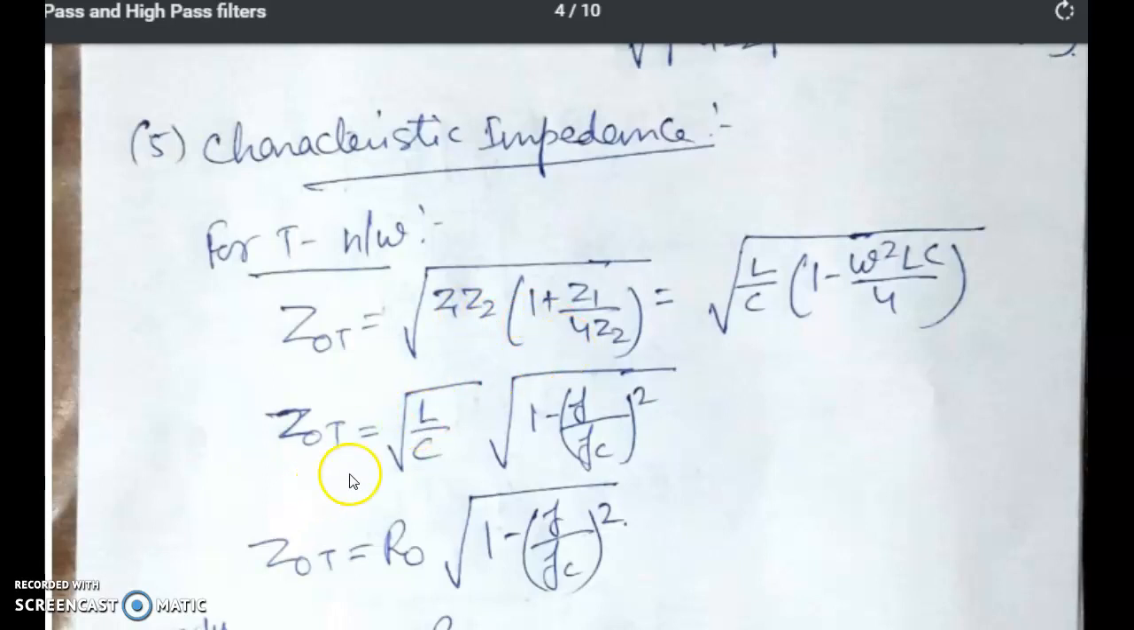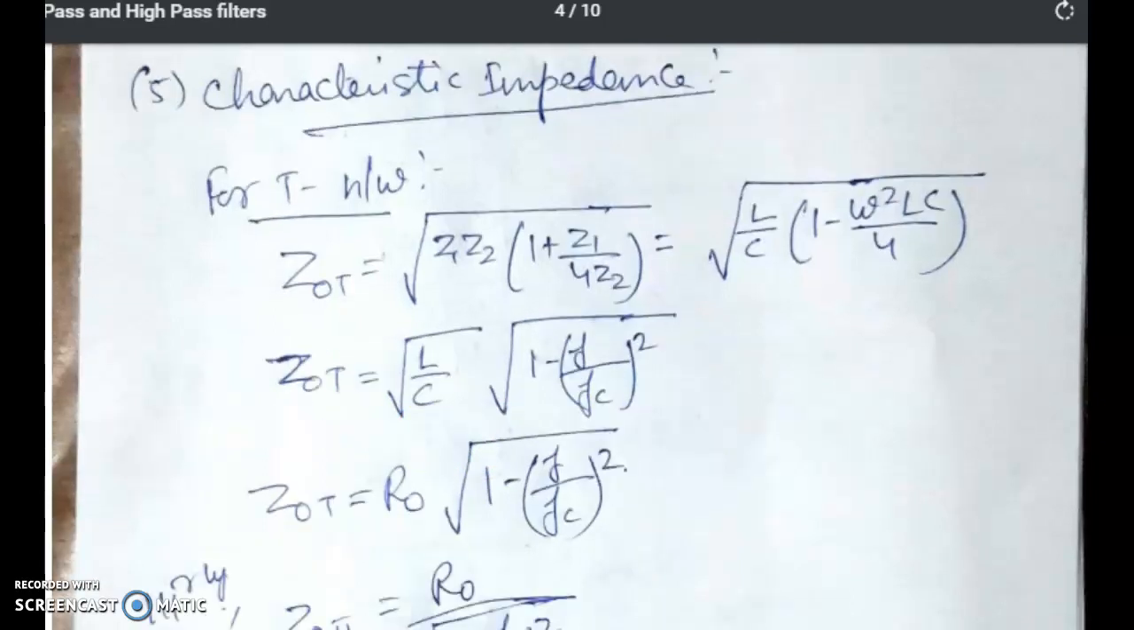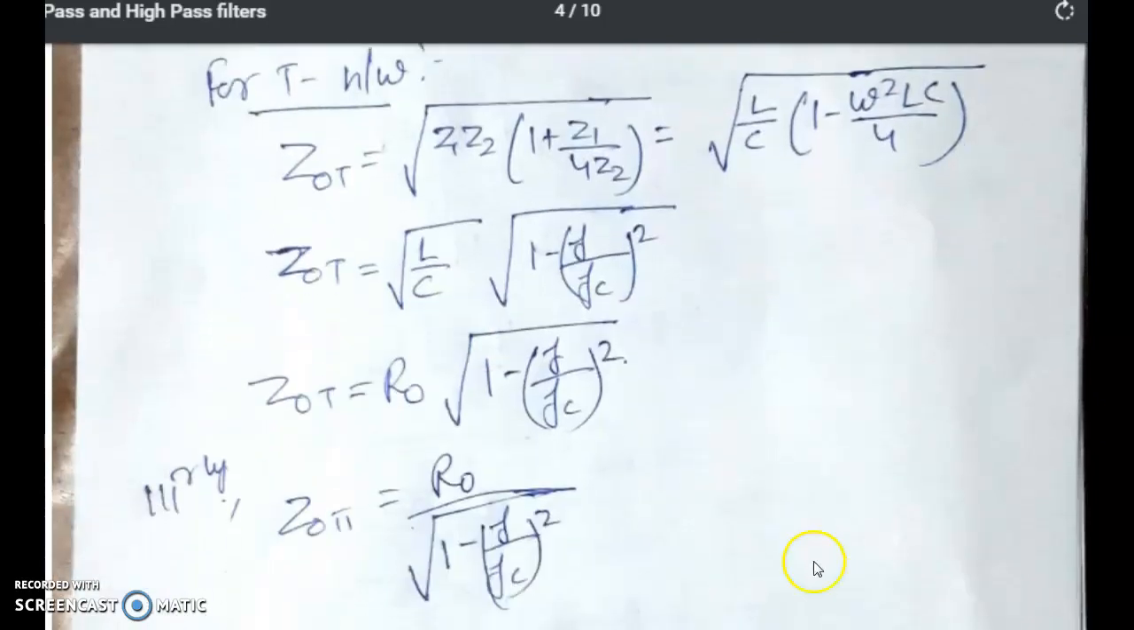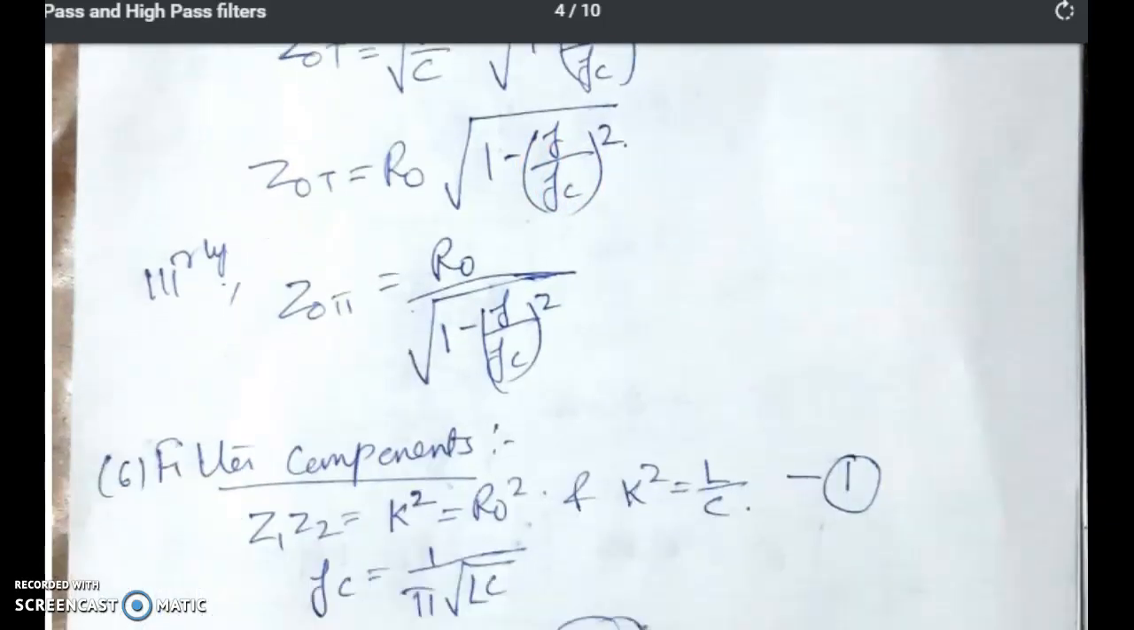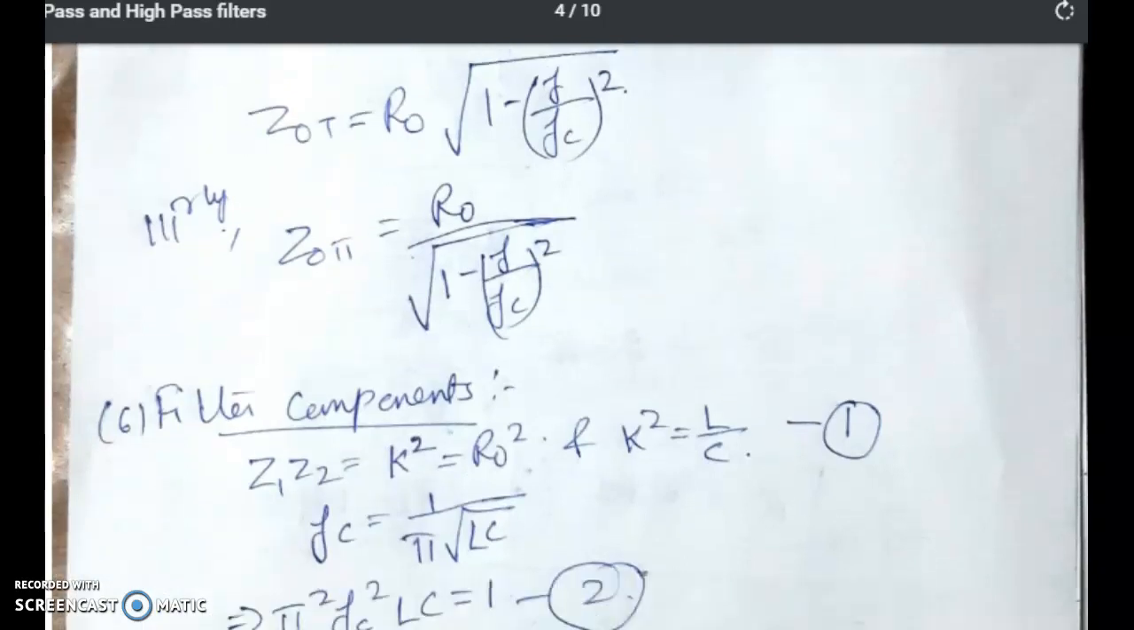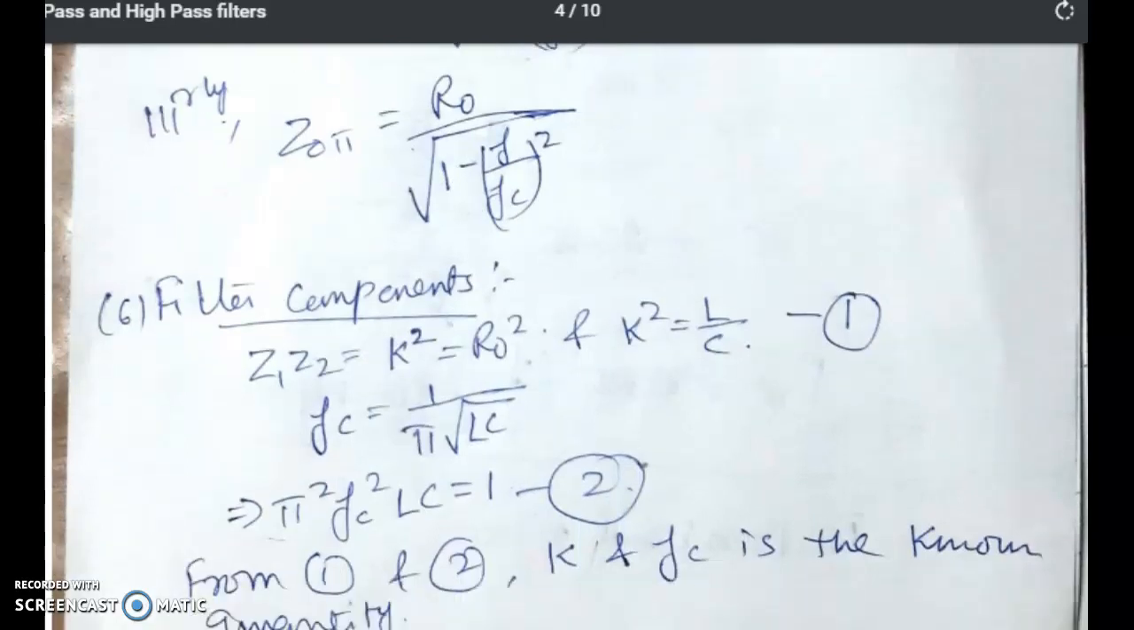the equation becomes ZOT is equal to under root L upon C multiplied with under root of 1 minus (f upon fc) square. So under root L upon C can be replaced by the nominal impedance R0 or K. So ZOT can be written as R0 multiplied with under root of 1 minus (f upon fc) square. Similarly, for the pi network, we can obtain ZO pi is equal to R0 upon under root of 1 minus (f upon fc) square.